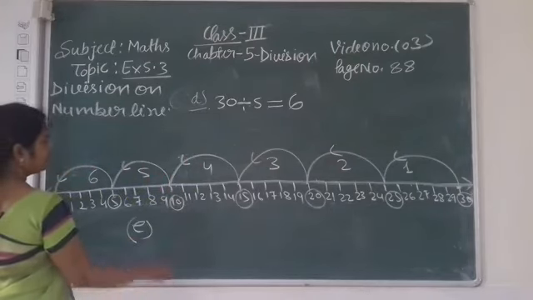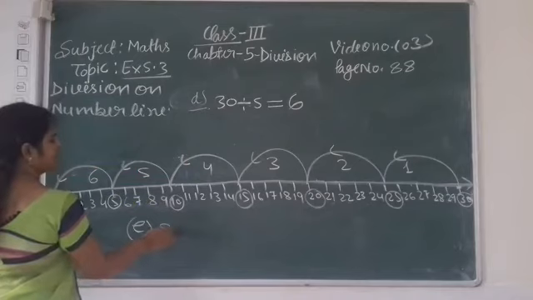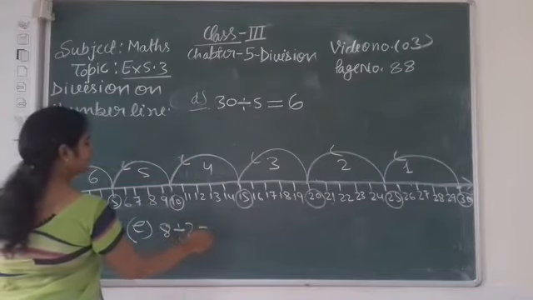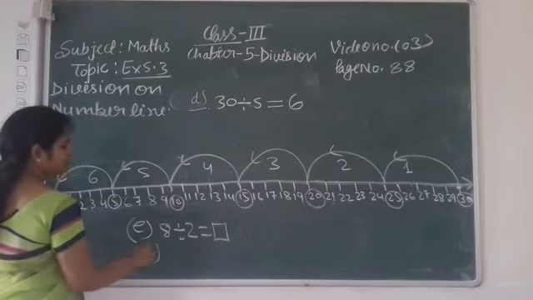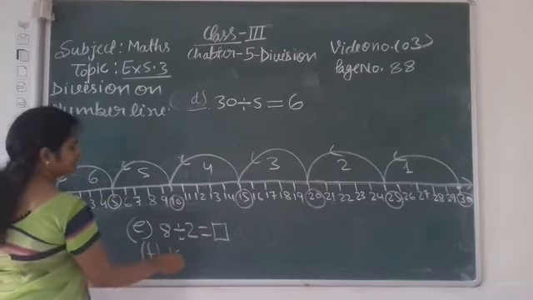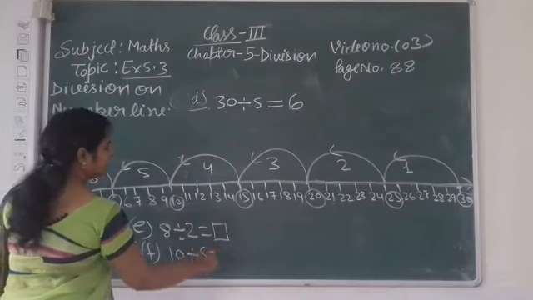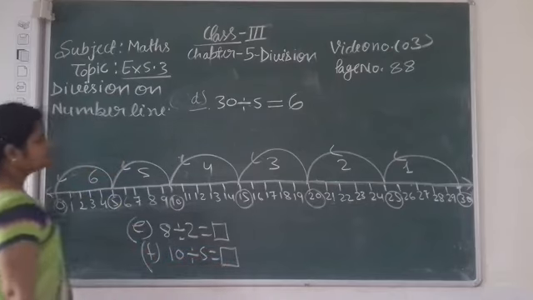Now you do the E part by yourself. This is for you: divide 8 by 2 on the number line and get the answer. F part is divide 10 by 5 on the number line by yourself.